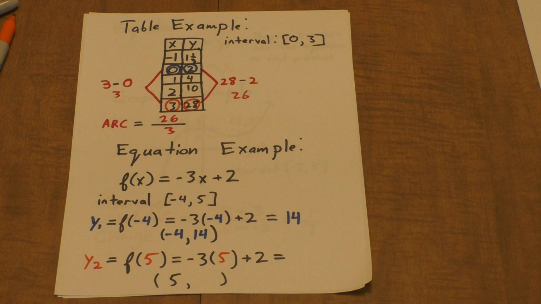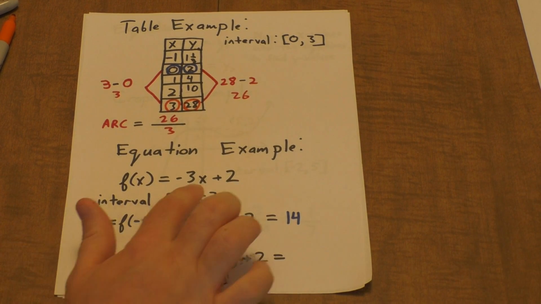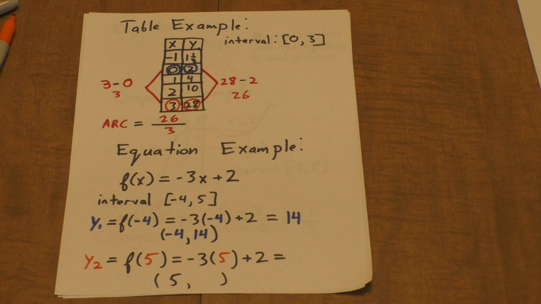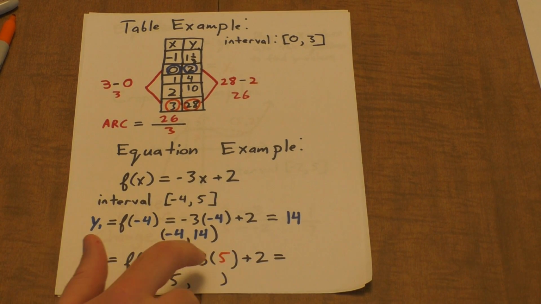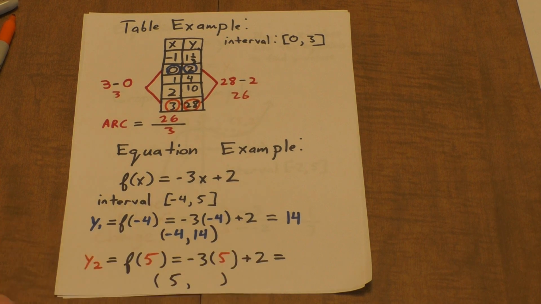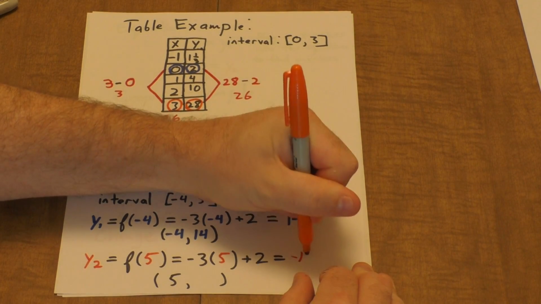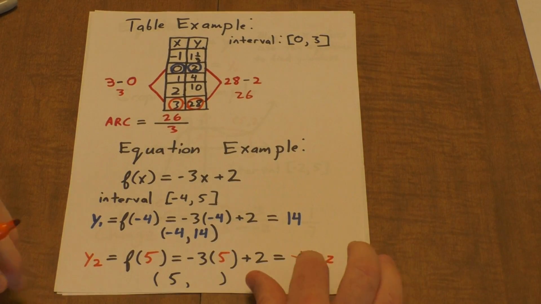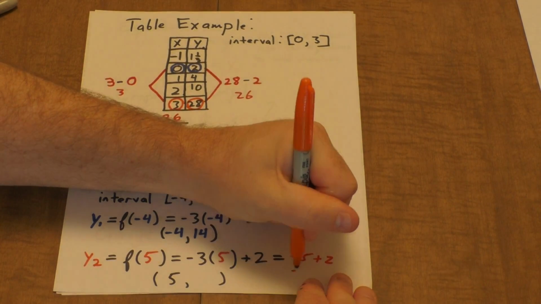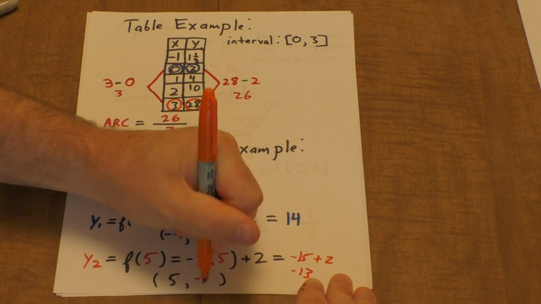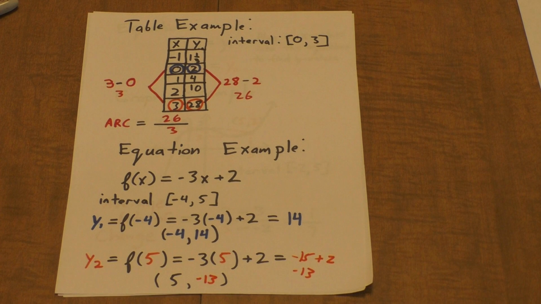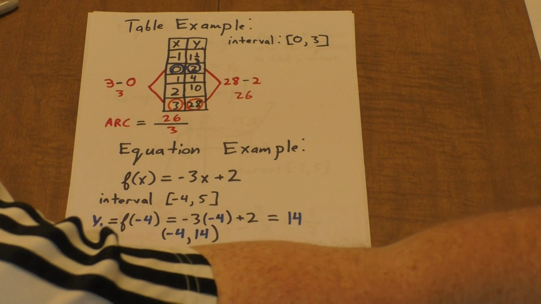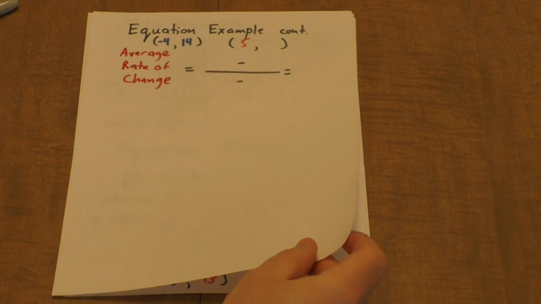Negative 4, 14. y2, so I want the value when the second x value, so when x is 5. f of 5 equals negative 3 times 5 plus 2. Okay, negative 3 times 5 is negative 15 plus 2. Okay, negative 15 plus 2 is negative 13. So there's my y value right here, negative 13. So now I've got my 2 points. I have negative 4, 14, and 5, negative 13. So let's plug it in here.